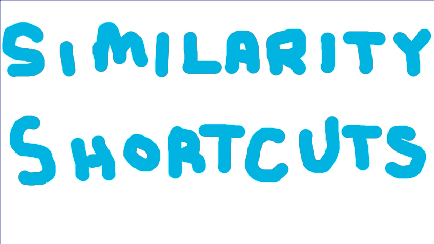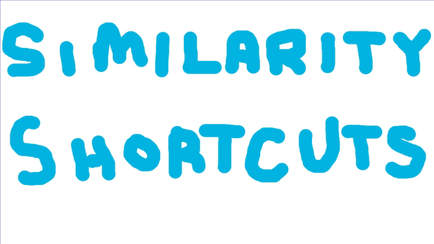Alright class, we are going to continue on with the idea of similarity, and you're going to see that it is very much consistent with what we did with congruent triangles. In congruent triangles, we first said you needed all three angles and all three sides to be congruent, and then we found shortcuts for them. Well, now we're going to do the exact same thing with similarity.